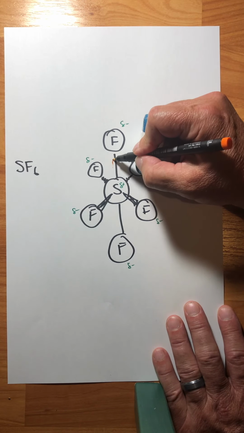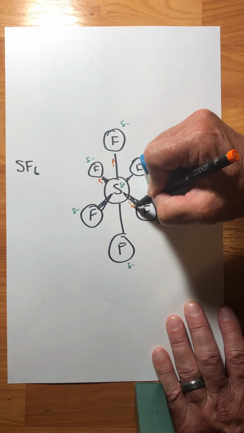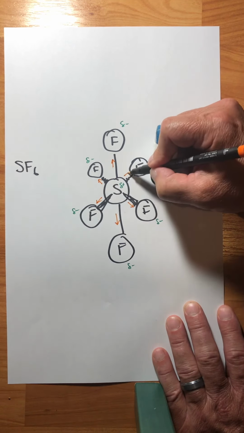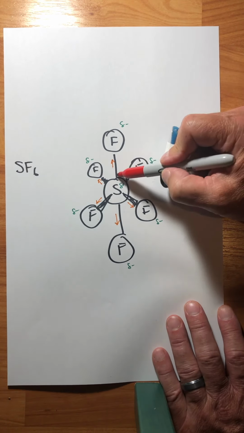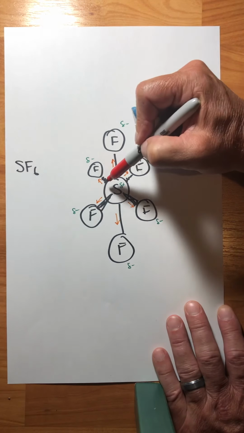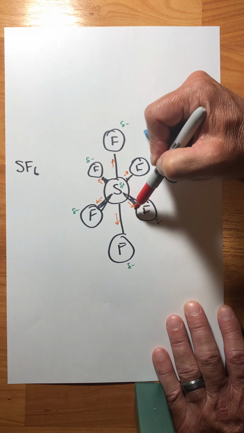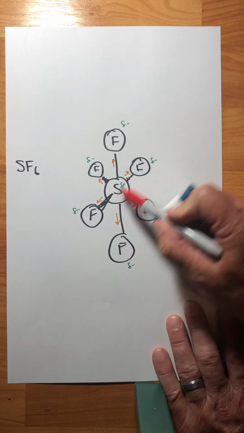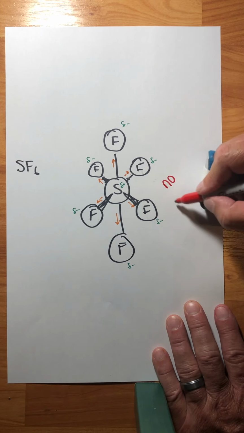So again, every one of these is a polar covalent bond. So everyone is pulling towards the fluorine. Now, when I'm considering this, the up pull and the down pull are going to cancel themselves out. This pull and this pull are going to cancel each other out. Remember, this is a straight line here. And then this pull and this pull are also going to cancel each other out because that's a straight line. So what happens here is there's no net pull.